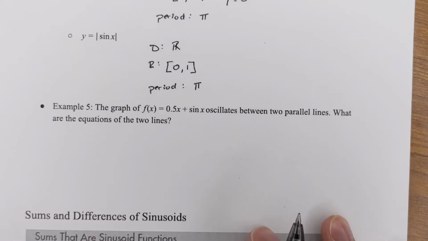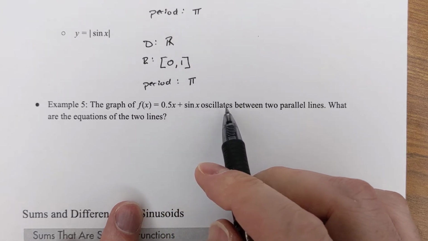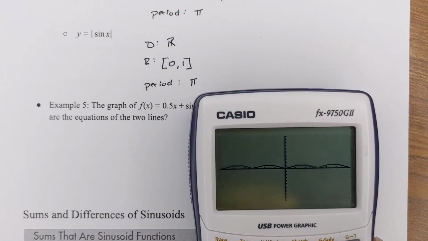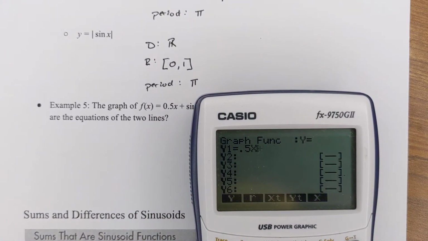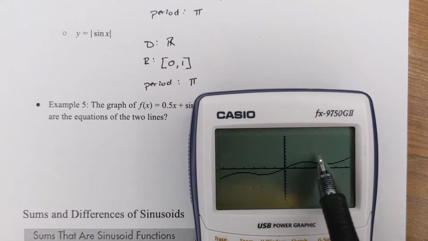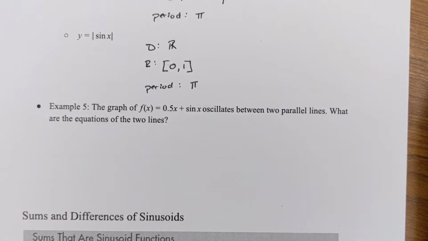Okay, example 5. Now the graph of f of x, 0.5x plus sine x, oscillates between two parallel lines. What are the equations of those two parallel lines? So what that means is if you look at the graph, 0.5x plus sine x gives me that. So there's two diagonal lines that the peak never goes more than or less than.